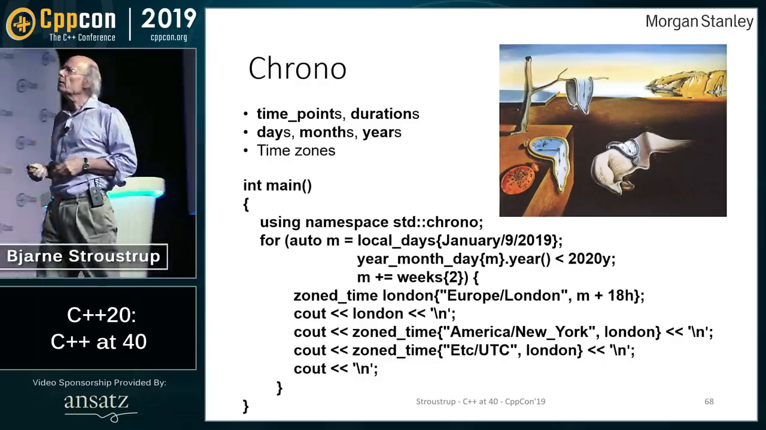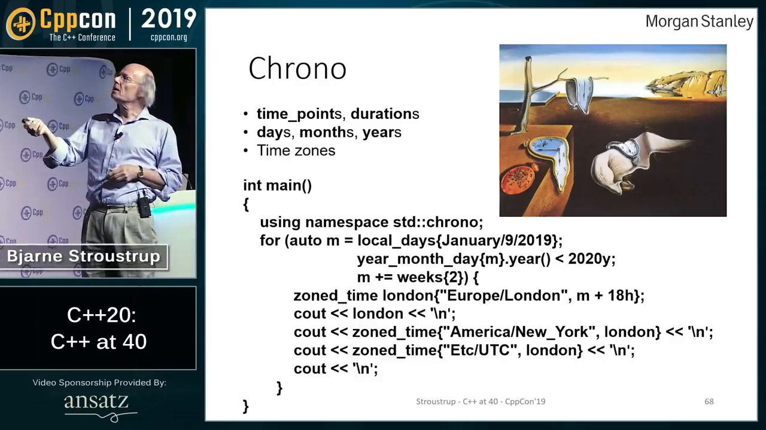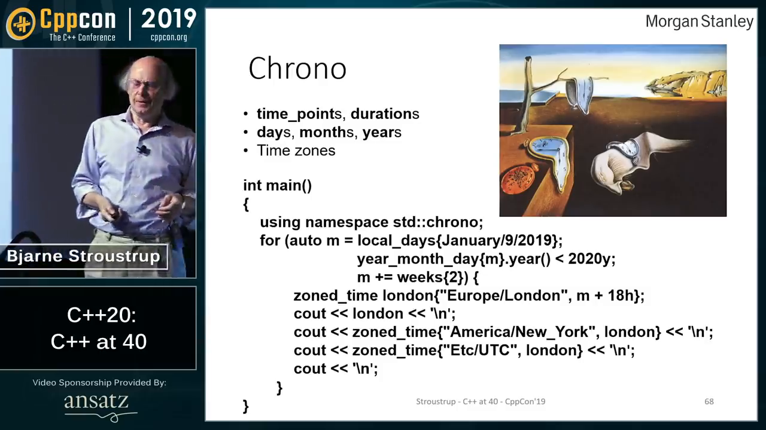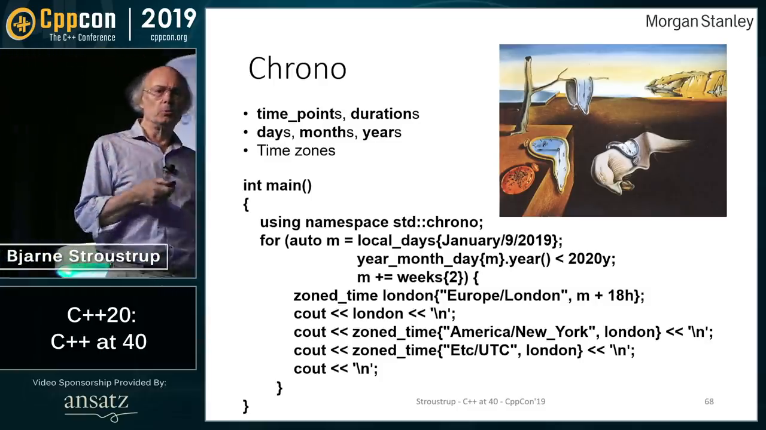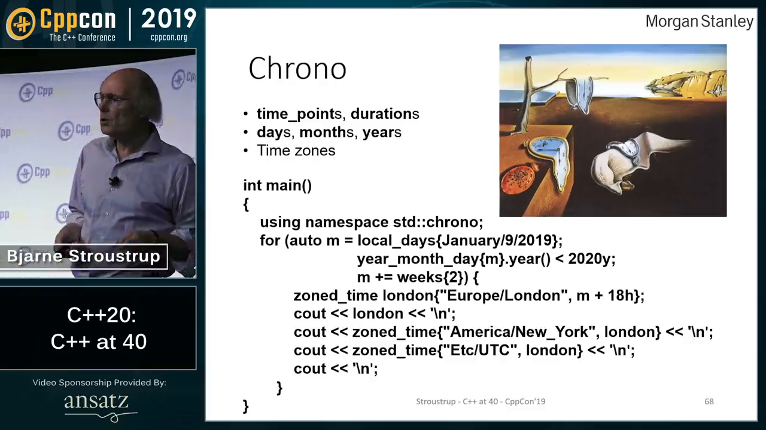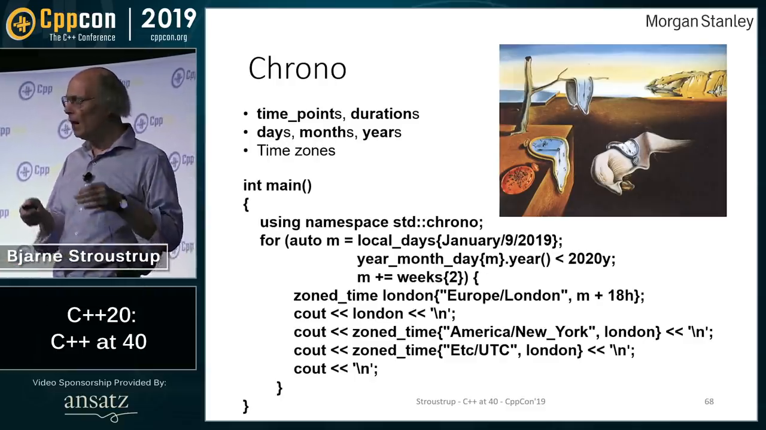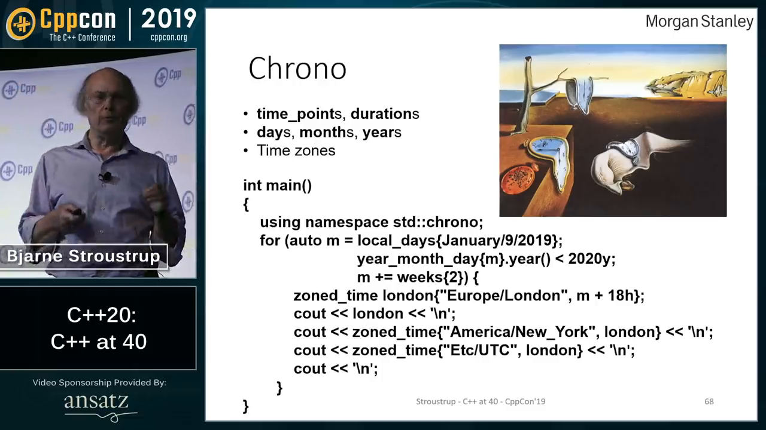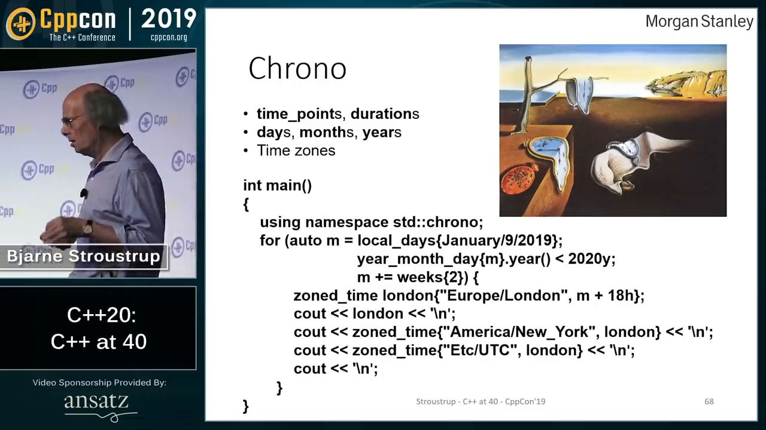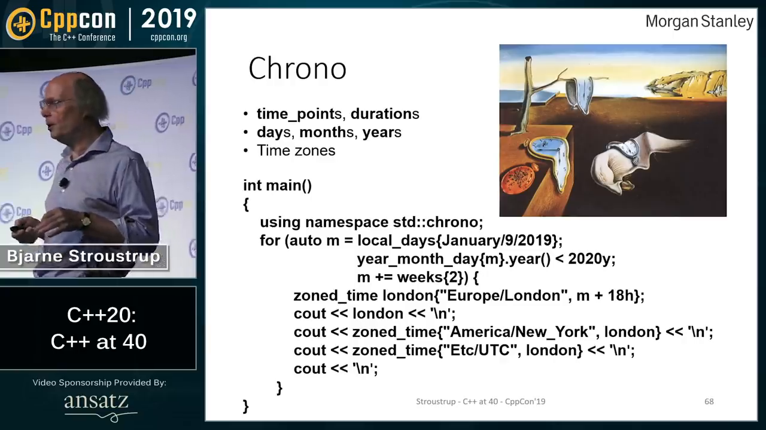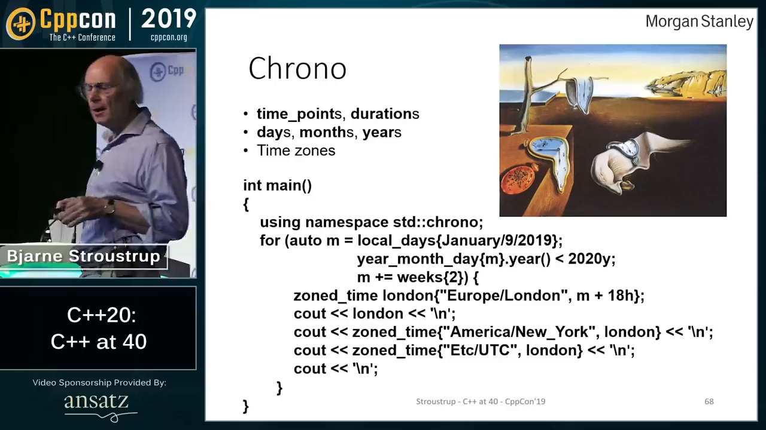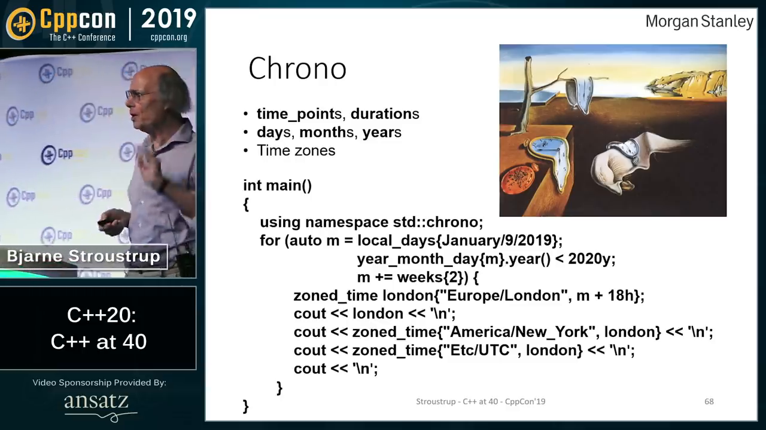Now, one of the things is that once you get to calendar kind of stuff and time zones, things get very messy. This is not math anymore. It's not computer science anymore. It's a combination of physics and local conventions. Especially the local conventions are very tricky, like the time zones or the leap seconds and things like that. And the standard library Chrono takes care of that.